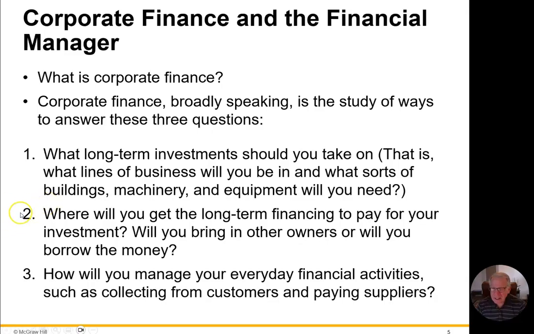Number two here, where do you get long-term financing to pay for your investment? You have basically two kinds of avenues. One, you can borrow the money from a bank, or you can sell some stock to other owners and have more shares outstanding.